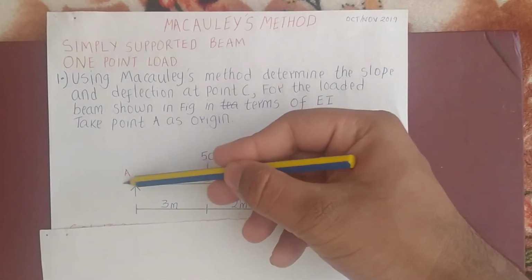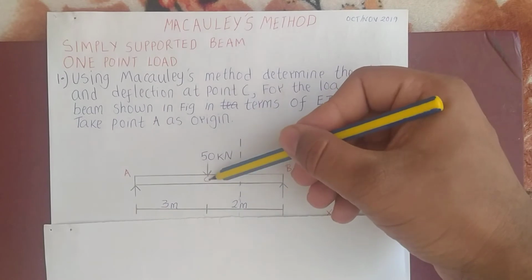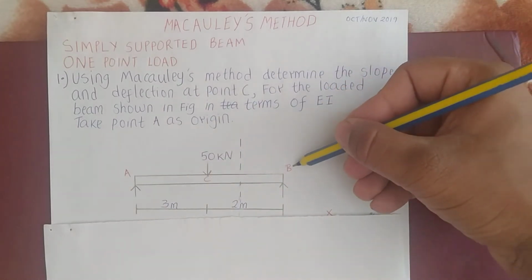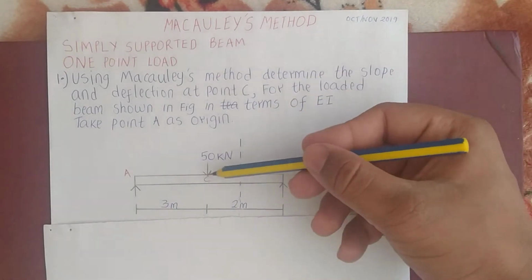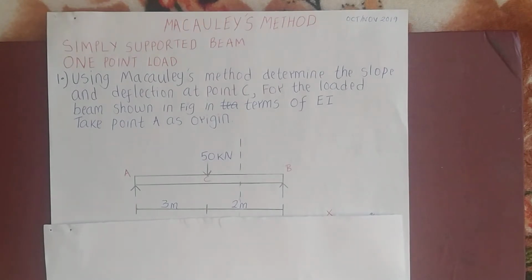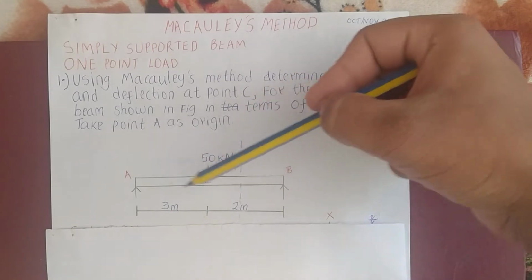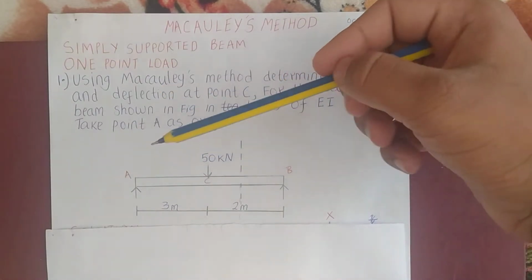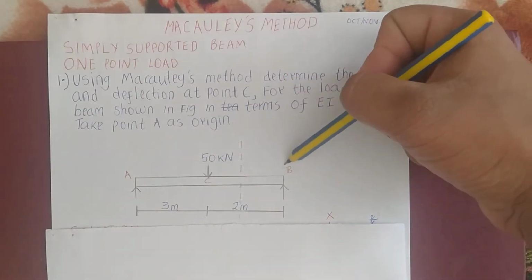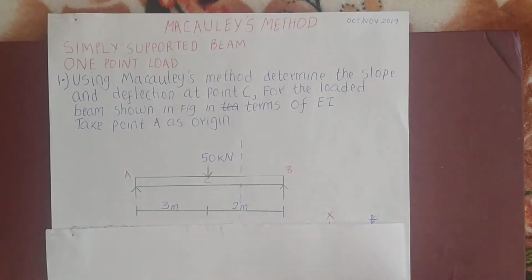Take point A as origin. So we have our point A over here, point C over here, and point B over here. At point C we have a load of 50 kilonewtons, and the distance from A to C is 3 meters, and the distance from C to B is 2 meters.